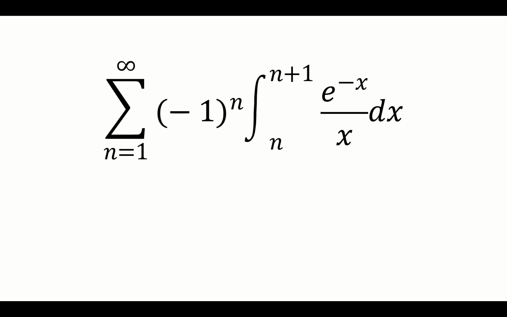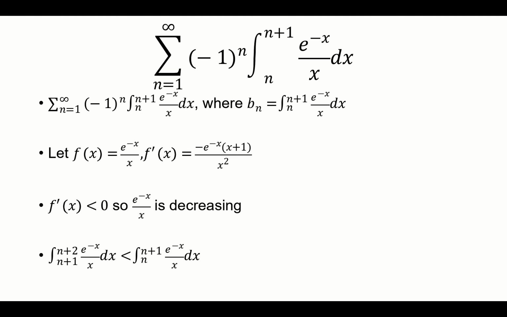In this video, we want to see whether the sum from n equals 1 to infinity of negative 1 to the n times the integral from n to n plus 1 of e to negative x over x dx converges or diverges. So let's define our sequence b sub n to be the integral from n to n plus 1 of e to negative x over x dx. And here, we want to use the alternating series test. So we want to show that it's decreasing, it's positive, and the limit goes to 0.